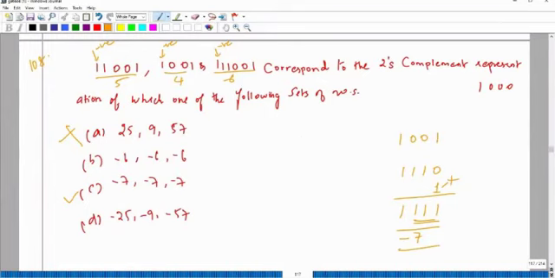Even if you consider this number, 11001, you invert this number to get this. So this is nothing but -7. 111. So this represents -7. You take the next number, 11001. So if you invert this number, you get this. So this is nothing but -7.